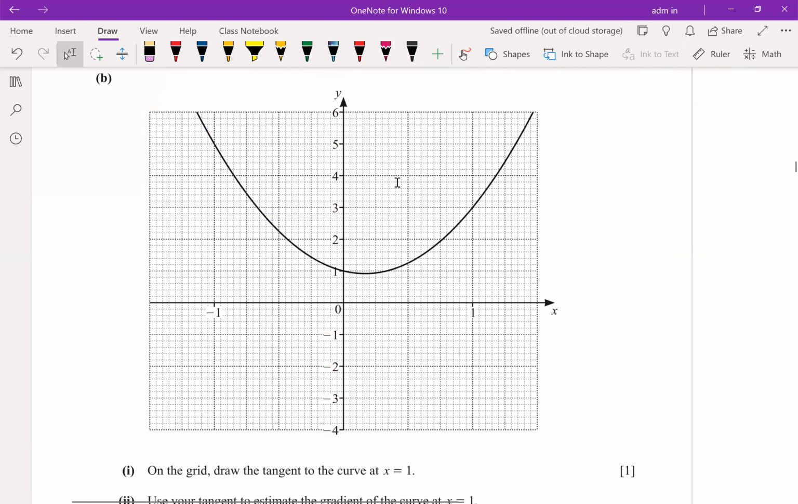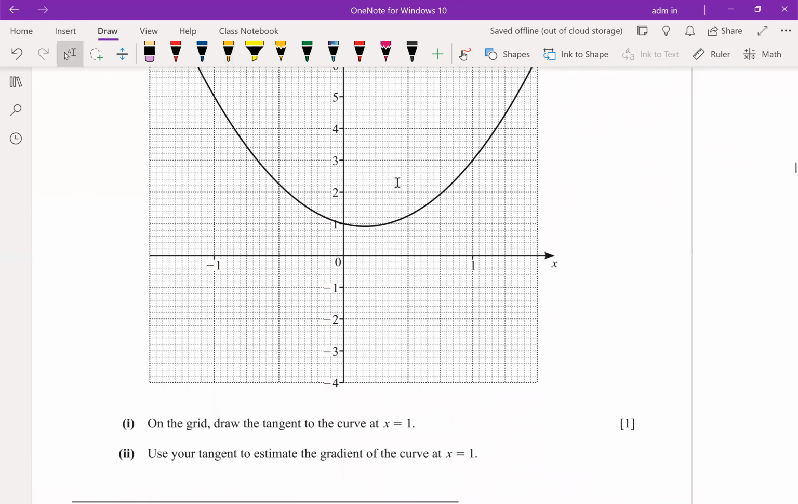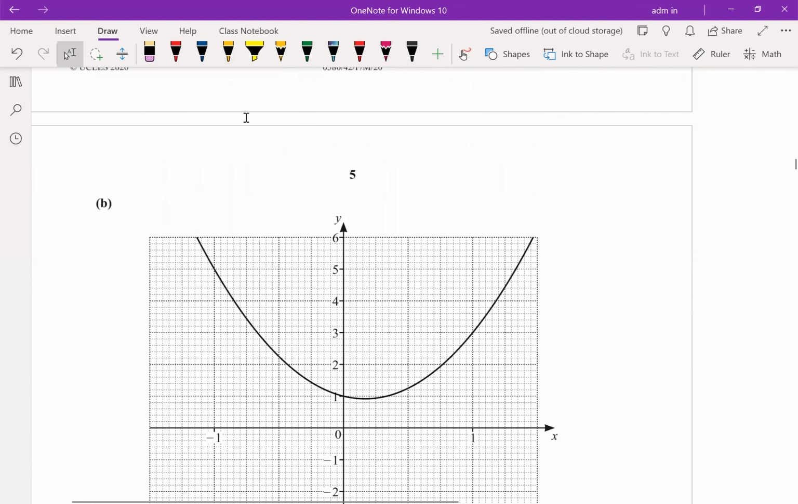Part B. Draw a tangent at x equals 1. This is the part to estimate the gradient. Estimate the gradient. Draw a tangent at 1.